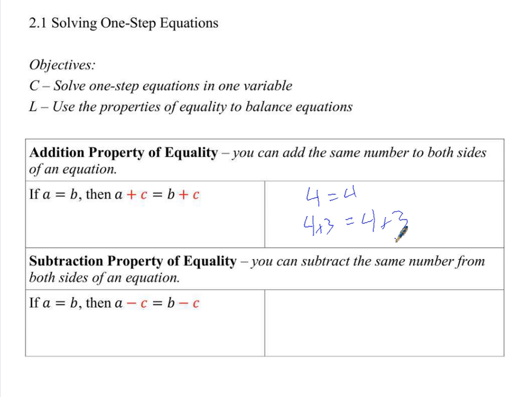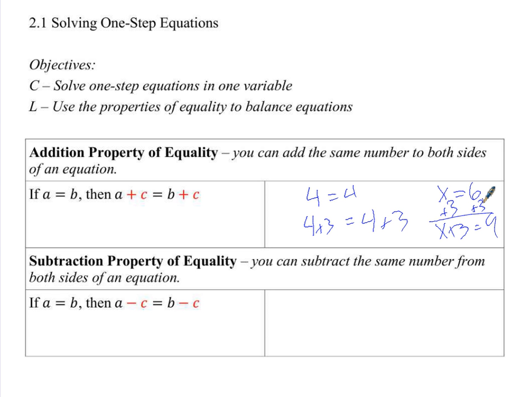Okay? If I had x equals 6, then I could add 3 to both sides, let's say, and get x plus 3 equals what? 9. And that is a true statement, because x equals 6, x plus 3 equals 9. Okay, that's the idea behind the addition property of equality.